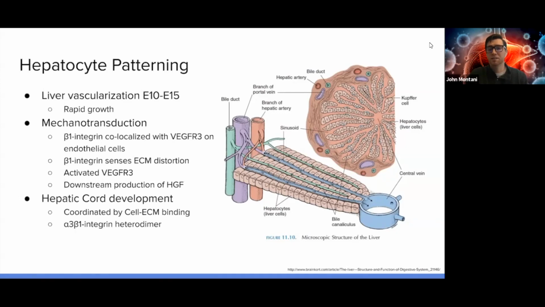Cell ECM binding then helps pattern these hepatocytes into their characteristic hepatic cord structures, which can be seen in the figure on the right. Binding through the alpha-3 beta-1 integrin heterodimer naturally induces this cord-like formation. When the heterodimer is inhibited, the hepatocytes are unable to form the characteristic cord structures.